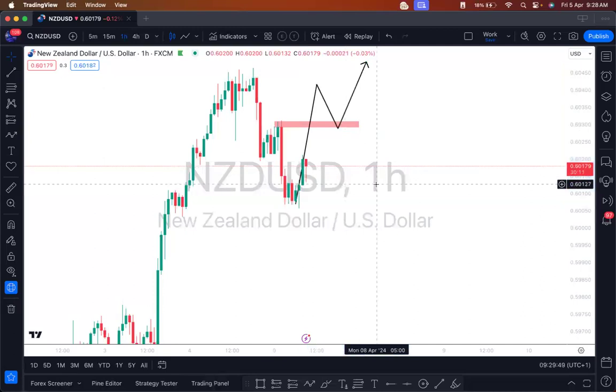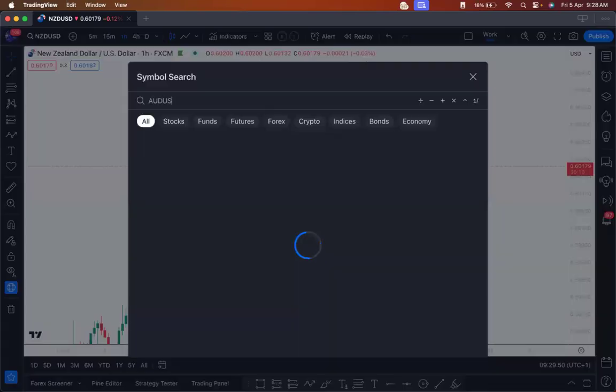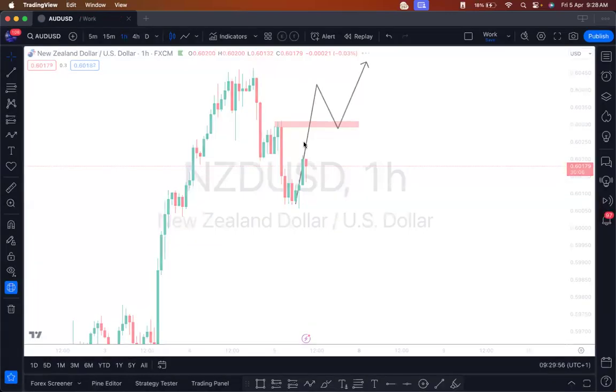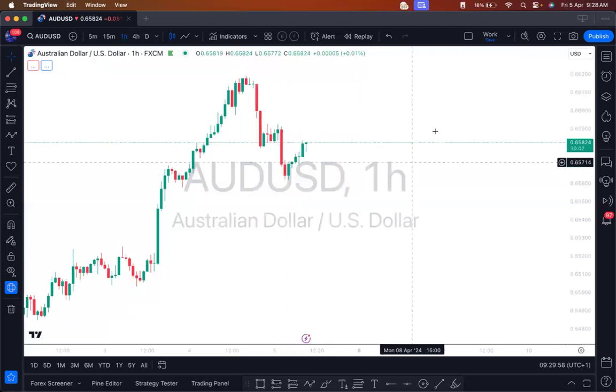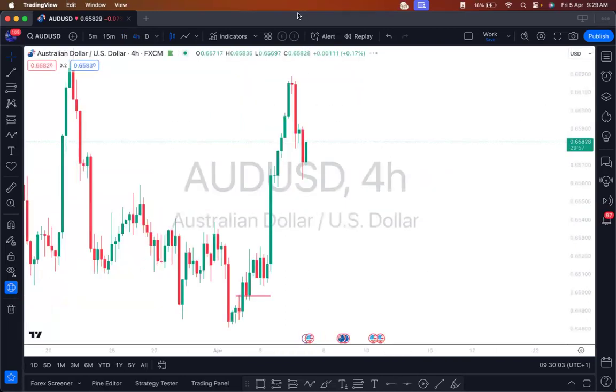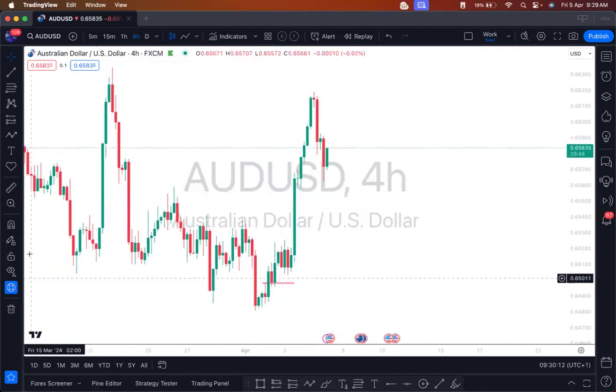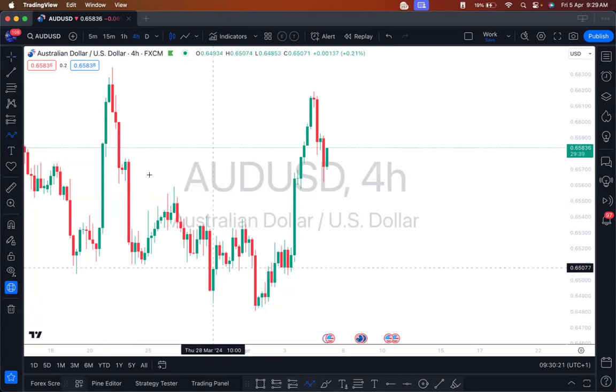So now let's look at AUD-USD. Please, if you want me to look at any currency pair, drop it in the comments. So look at this. This is AUD-USD, and we have similar structure with NZD-USD, and that's why I trade both of them. How will I put it? Hand in hand.